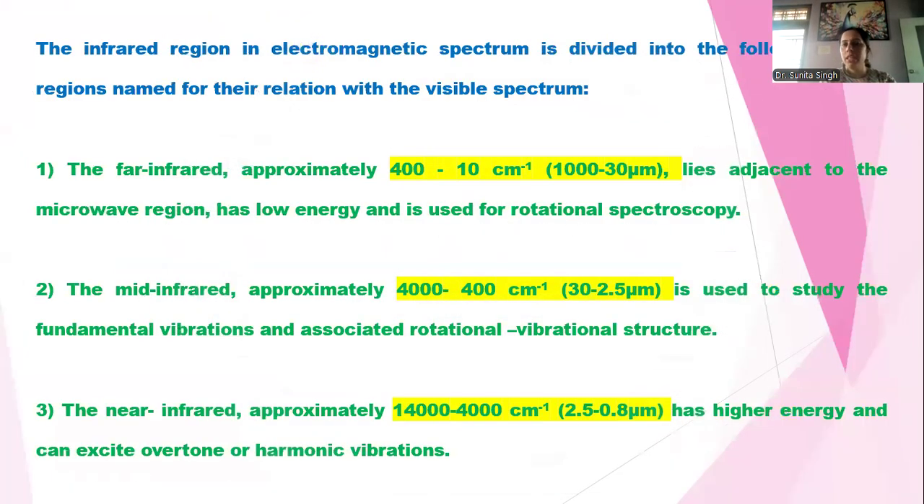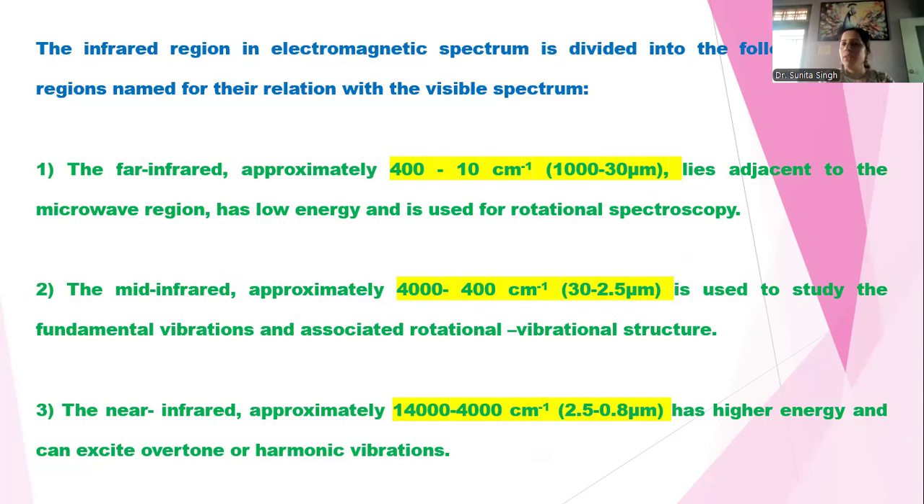The infrared region in the electromagnetic spectrum is divided, as I have already told, into far infrared, which lies between 400 to 10 centimeter inverse, mid infrared, 4,000 to 400, and the near infrared, 14,000 to 4,000. So the basic region which we usually use is the mid infrared region.